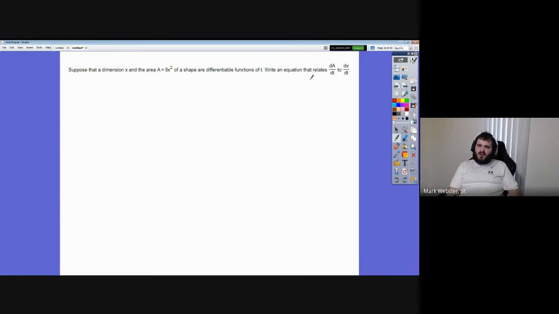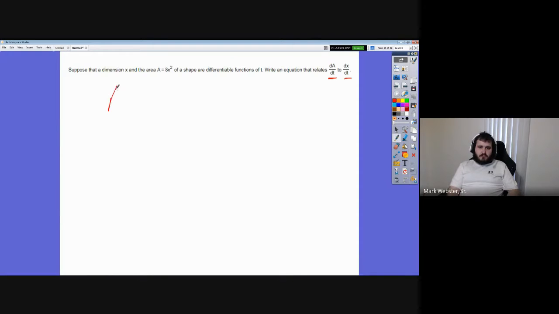So what we want to do is write an equation that relates dA/dt, the rate that the area changes with respect to time, to dx/dt, the rate at which one of the dimensions of the figure is changing with respect to time. So what we're going to do is, well, how do we find dA/dt? How do we find dx/dt? We take the derivative implicitly with respect to t.